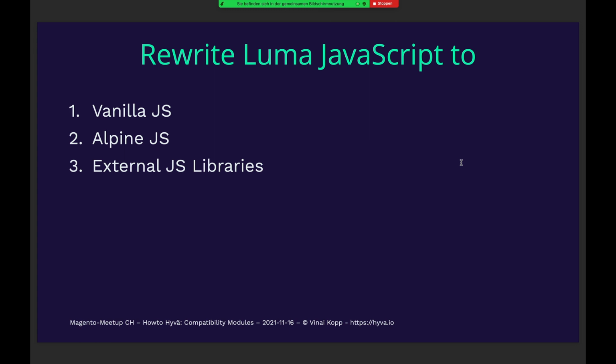Now, we have different options how we want to do this. We don't use require.js in Hyvä, we don't use knockout, we don't use jQuery, we don't use UI widget, we don't use underscore, we don't use any of the Magento JavaScript library modules that are in the Magento namespace, none of that. Which means all the JavaScript of most modules doesn't work at all. So we have to choose how do we want to re-implement that or migrate, refactor that into Hyvä.